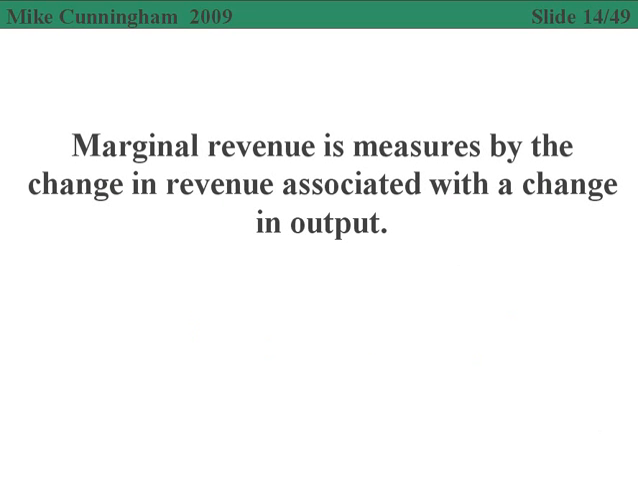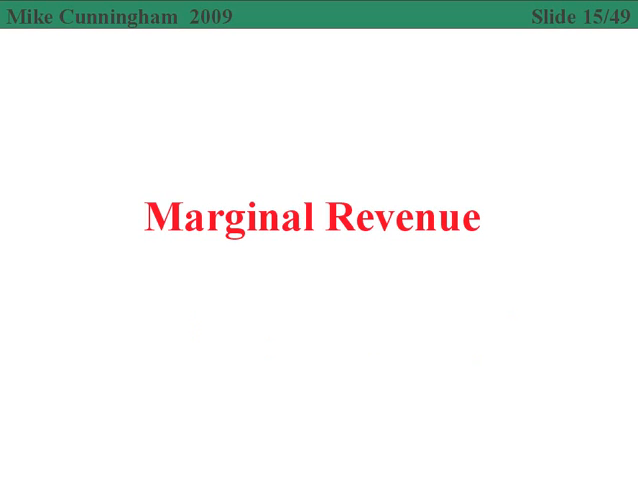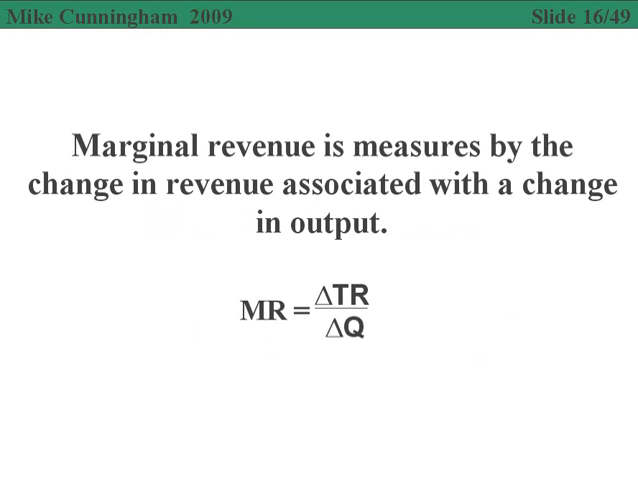Marginal revenue is measured by the change in total revenue associated with the change in output. This one's a bit more complex, so let's start by having a look at marginal revenue. We've covered average, now let's look at the marginal. So it's measured by a change in total revenue associated with a change in output.